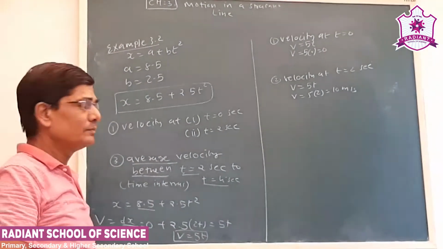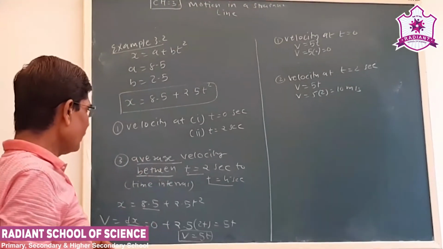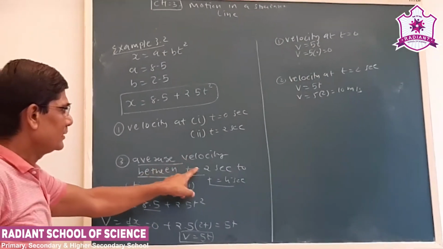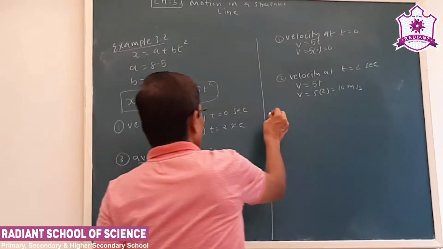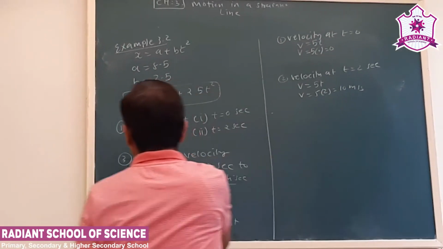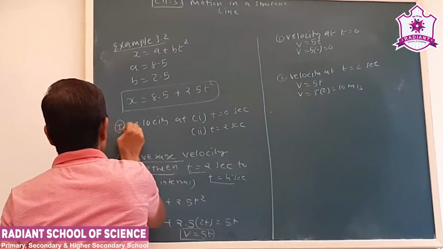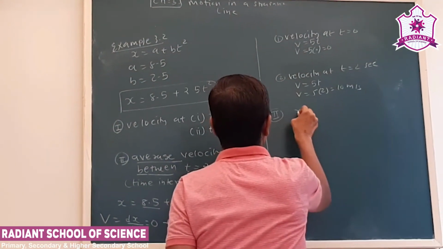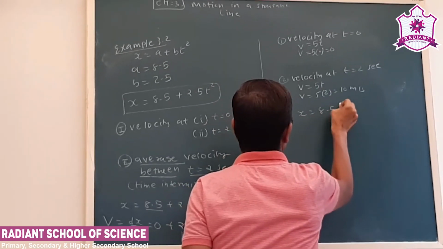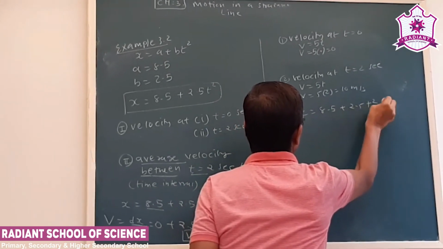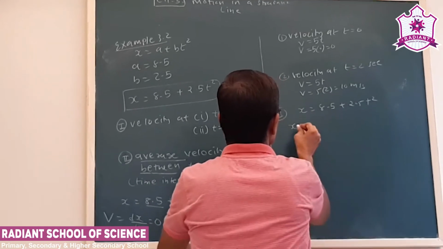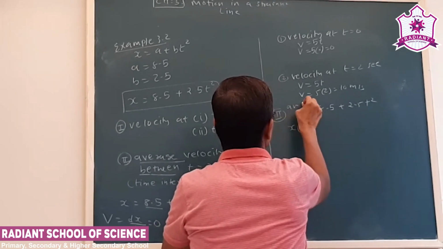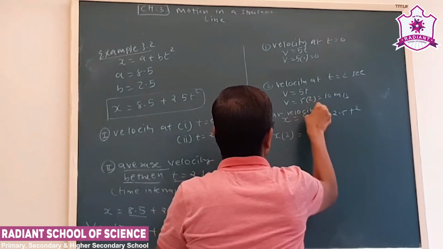Now second part, we have to obtain average velocity between 2 seconds and 4 seconds. So second part of the question, x is 8.5 plus 2.5 t square, so x2 we have to find out, and average velocity between 2 and 4 seconds.